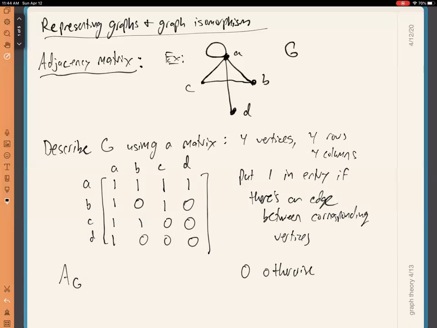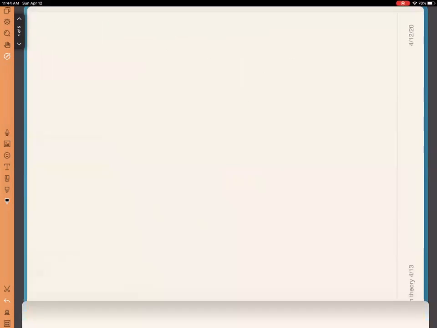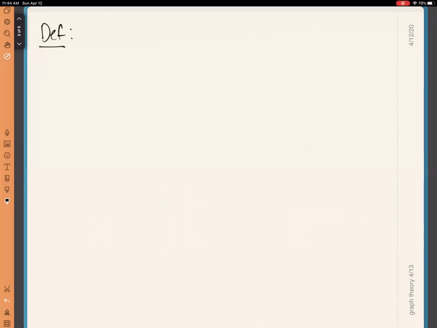And so what is the more rigorous definition of the adjacency matrix? Let's suppose we have an undirected graph G.